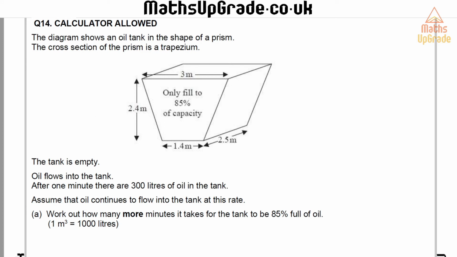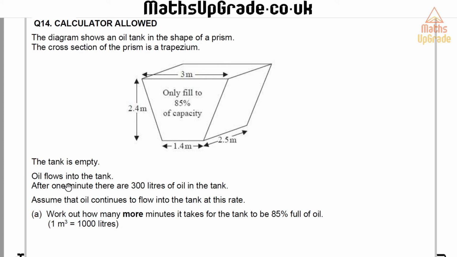Question 14. This question involves volumes of prisms as well as percentages. I'm told that the diagram shows an oil tank in the shape of a prism. What that means is this shape here, this cross section, goes all the way through that shape. That's important when I find the volume. I'm told that the dimensions are on the diagram here and that it should only be filled to 85% of its capacity. The tank's empty at the start.